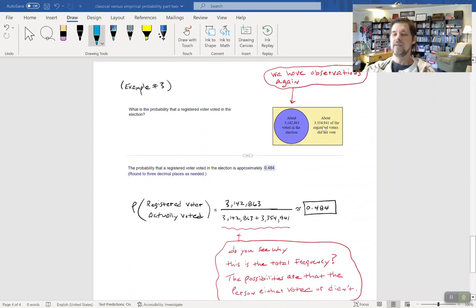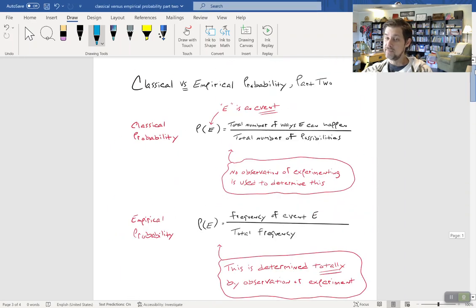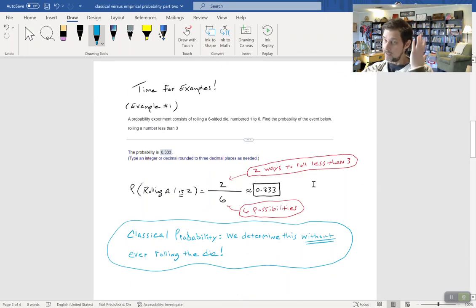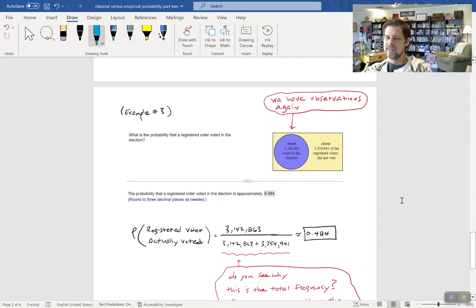In this one, we're given the data in kind of a weird way, but they're observations, okay? These aren't numbers somebody just thought of, like with my rolling a die example, right? I just thought, like, I know in my head without rolling a die, there are 2 ways to roll a number less than 3, okay? But how would you get these numbers without doing observations or a study?